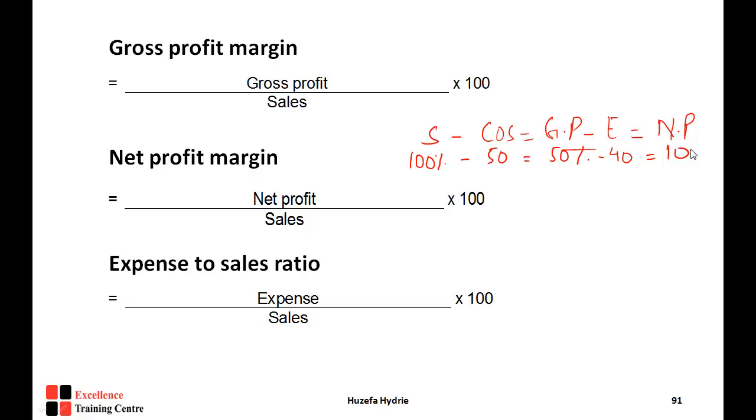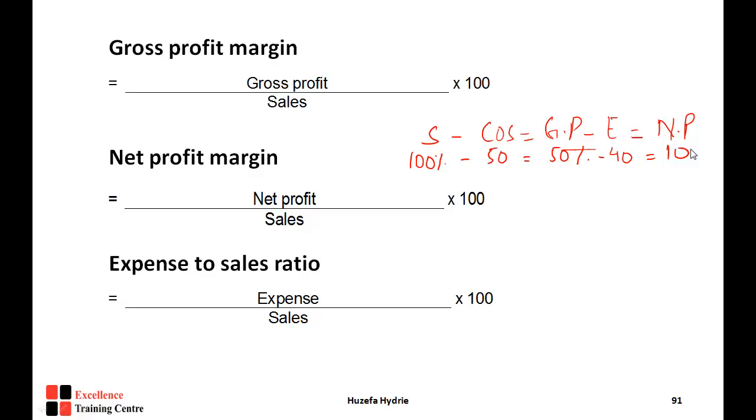Now these expenses, the examiner can ask you a cumulative question which tells you to identify the total figure of expenses. It can be admin expense, selling expense, distribution expense, all three of them, and then you calculate the ratio. Or the examiner can also ask you to only identify any particular expense. So the examiner might say, please calculate the admin expense to sale ratio.